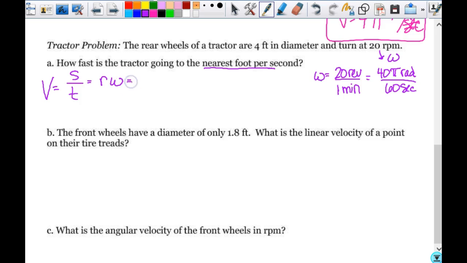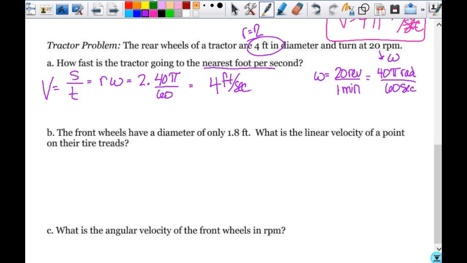So that means that what is your radius? 2, because that's 4 feet of a diameter. So radius is equal to 2. So this is going to give me 2 times 40 pi over 60. You can multiply all that out on your calculator. And it says nearest foot per second, so I get 4 feet per second. You agree with that? Okay. Everybody okay with that?